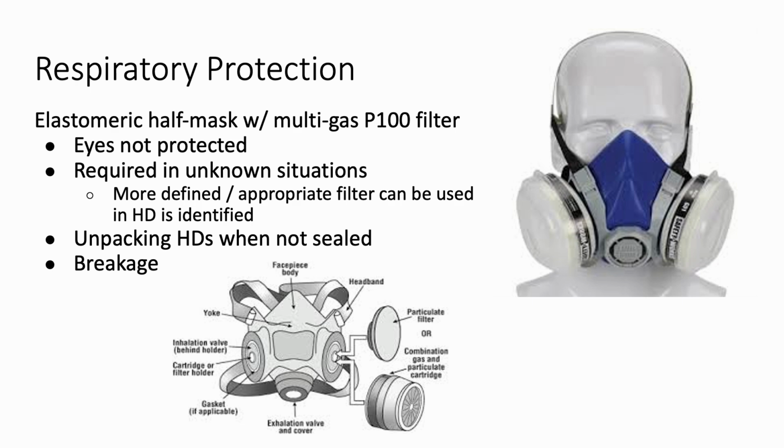For respiratory protection against gases, we're going to use something like this. This is an elastomeric half mask with multi-gas P100 filter. The P100 filter is more of a catch-all filter for an unknown situation. If you have a known situation, you can actually switch out this filter to be a more specific filter for the situation. But again, for those unknown situations, this P100 filter should be used. Now note that this half mask does not provide eye protection. Also, this mask would be a requirement for unpacking hazardous drugs that are not sealed in a plastic container or if there's breakage found within your delivery.